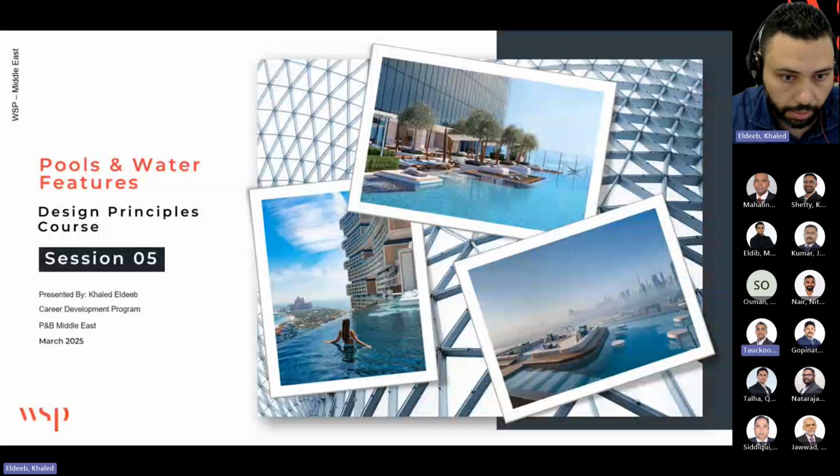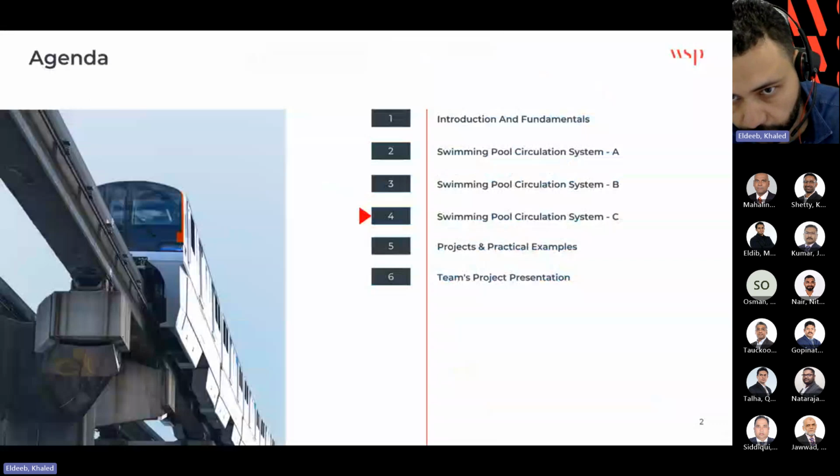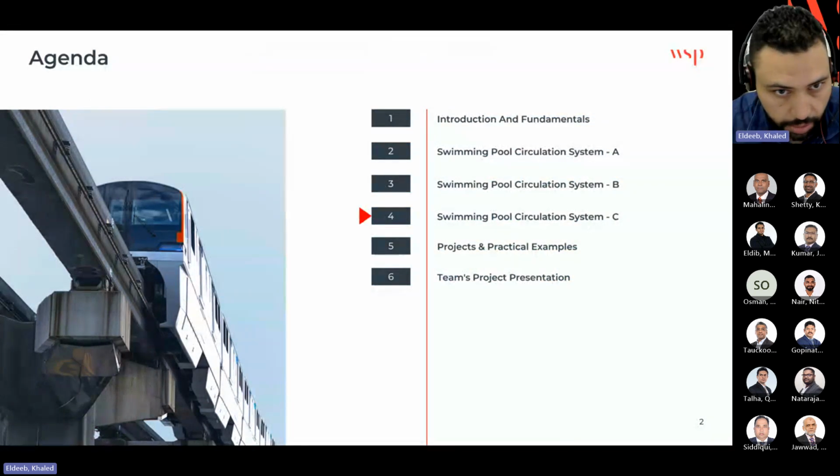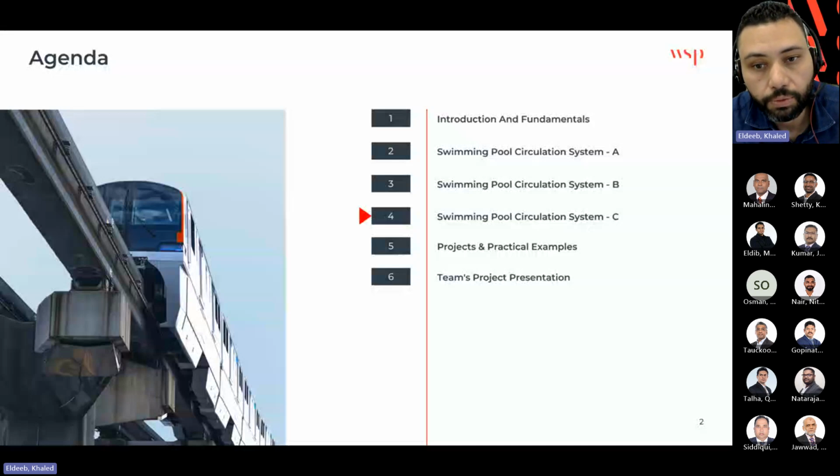So this is our famous agenda, which is our main reference to see how we are progressing in this course. We use it the whole course. Today's topic is a continuation of the swimming pool circulation system because we didn't get time to finish it in the last session. So let's start.